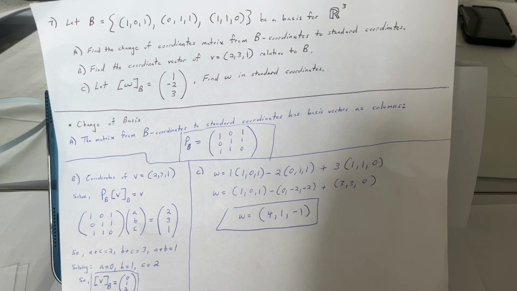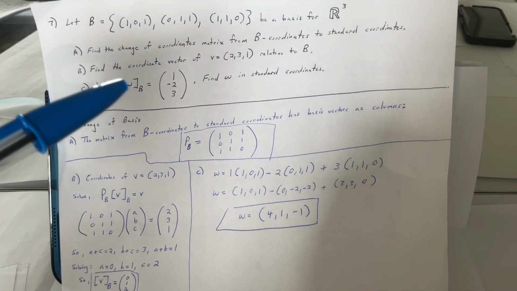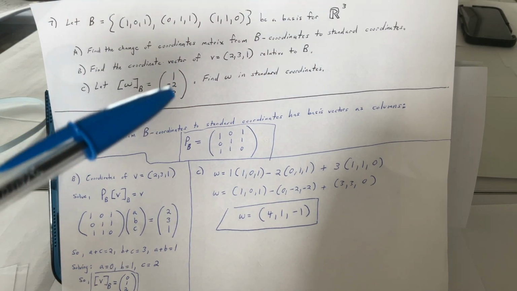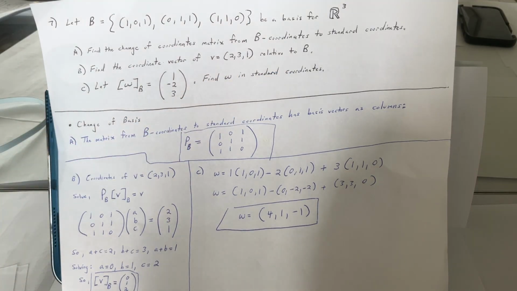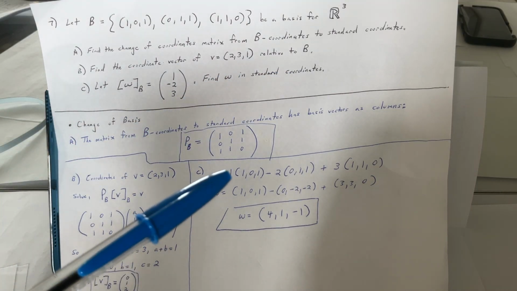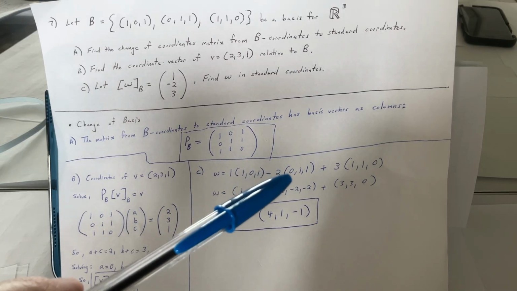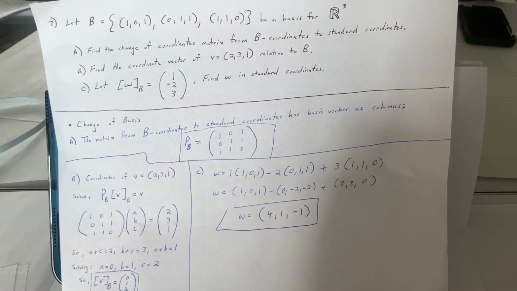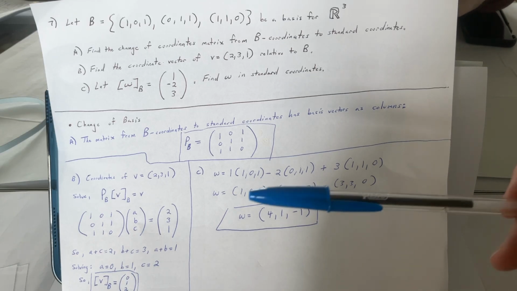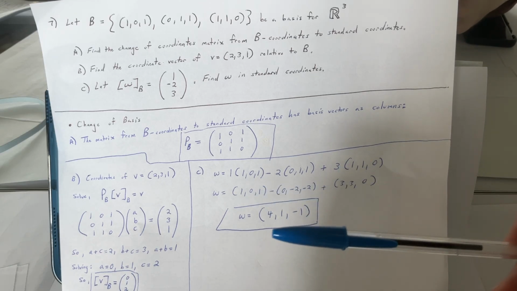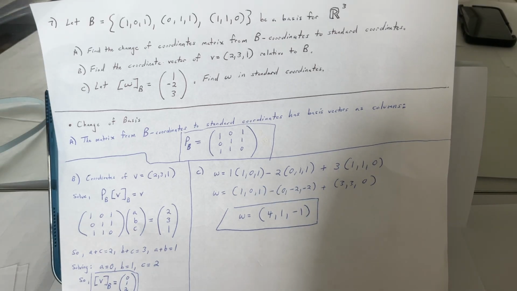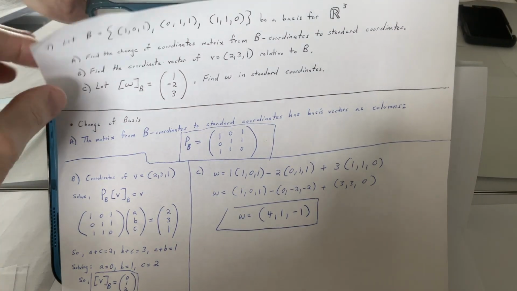Alrighty. Letter C, we let w sub B equal this column 1, negative 2, 3. Find w in standard coordinates. So what we do here, we take 1 times 1, 0, 1 minus 2 times 0, 1, 1 plus 3 times 1, 1, 0. Simplifying this, w equals 4, 1, negative 1. Okay, so that's number 7. Moving along to number 8.